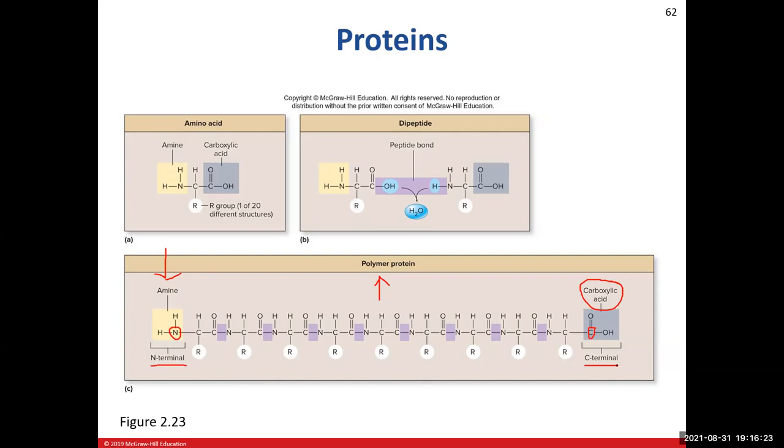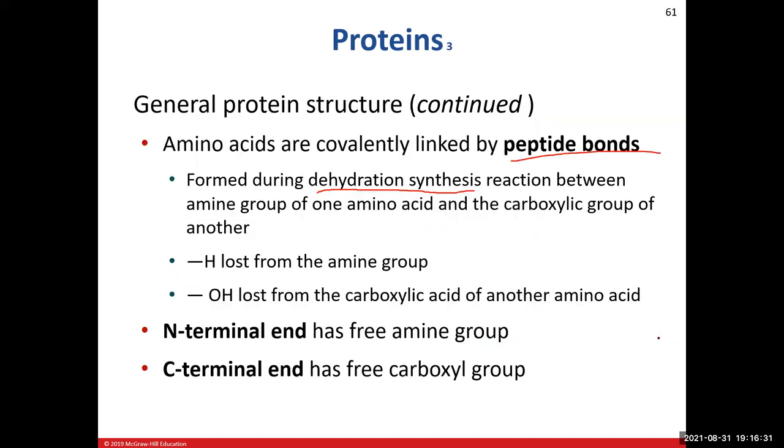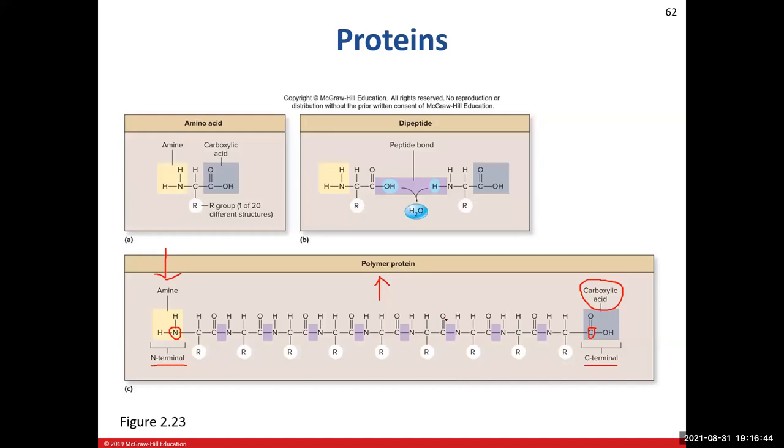And this makes this molecule polar. All right, the fact that we have an N terminal and a C terminal. So the N terminal is that free amine group on one end, and that C terminal is that free carboxyl group at the other end. And that's what we're seeing here in this drawing.